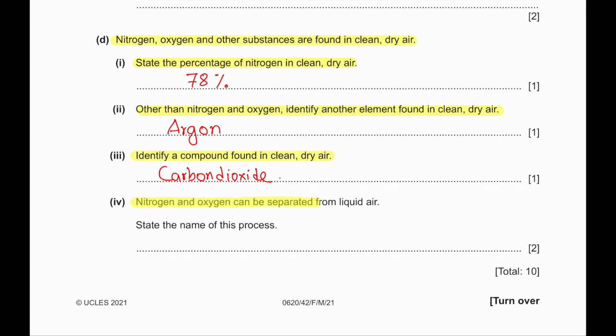Nitrogen and oxygen can be separated from liquid air. State the name of this process. This process is called fractional distillation because they have a difference in boiling point. So the word fractional is going to be 1 mark, and the word distillation is going to have the other mark.